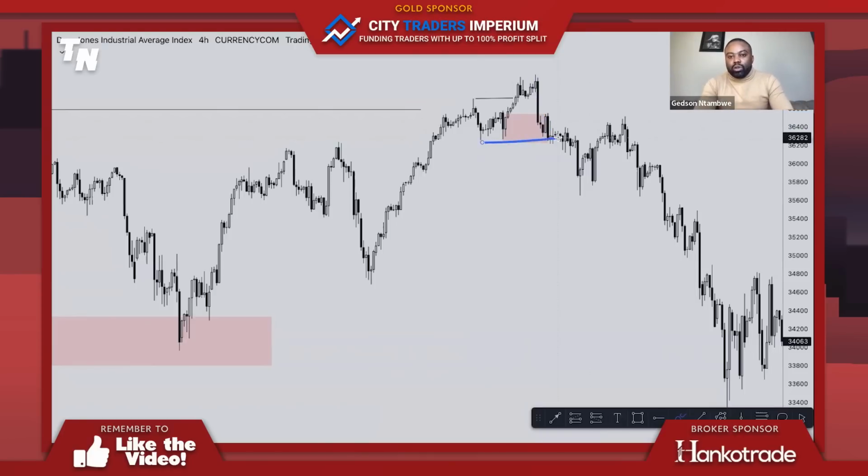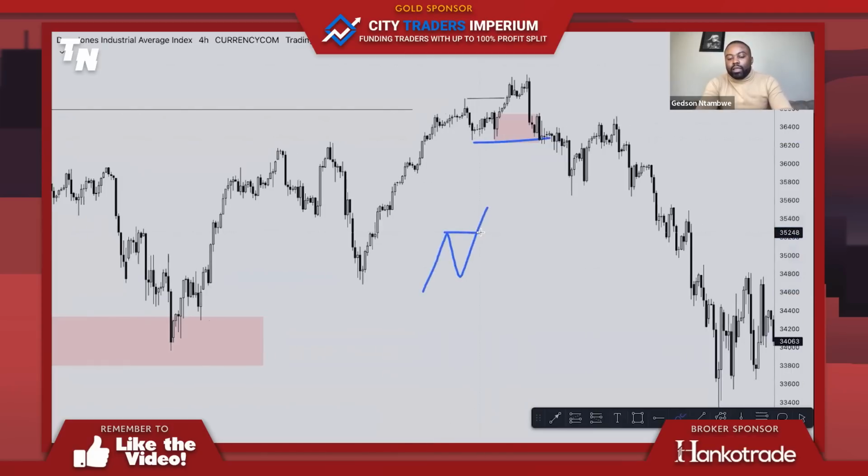Then if market fails to do that, then market breaks this low. I understand the market has already created a QM. A QM is when market creates a high, runs that high. You see this one? Then if market comes and breaks this low, why this low? Because this is the low that caused the manipulation, the manipulation of running this high, then creating a new higher high.